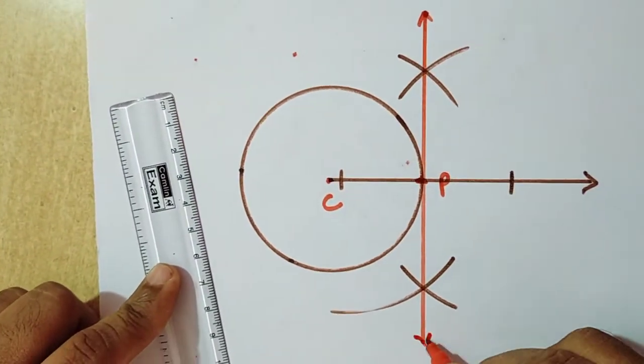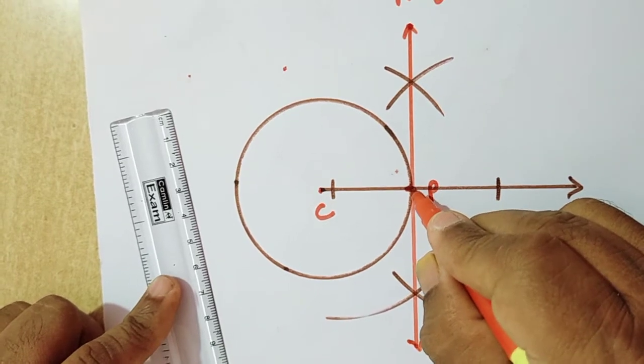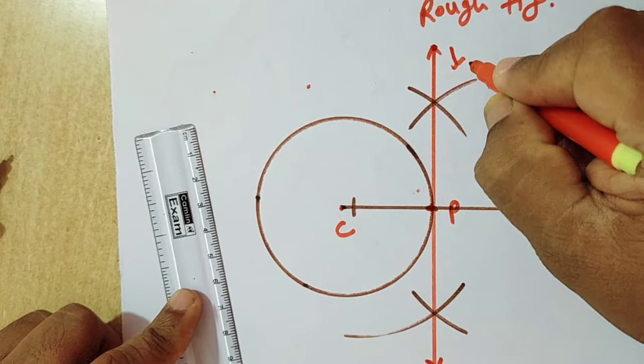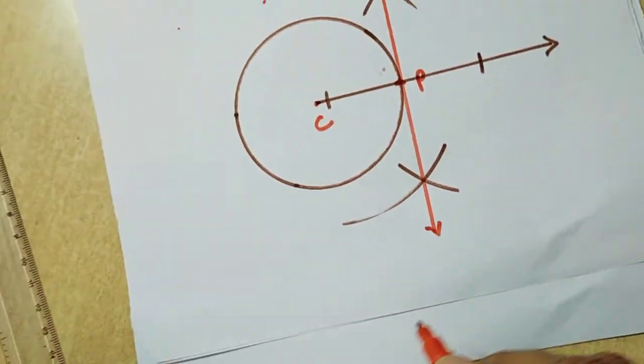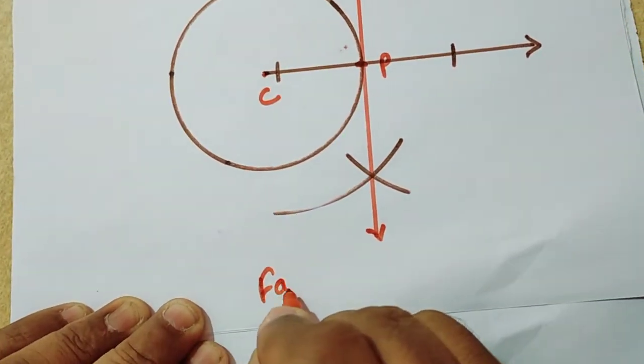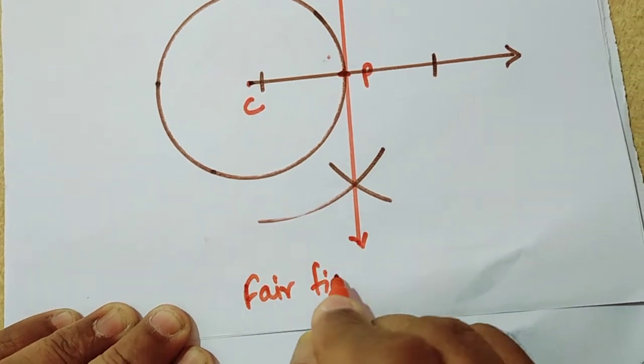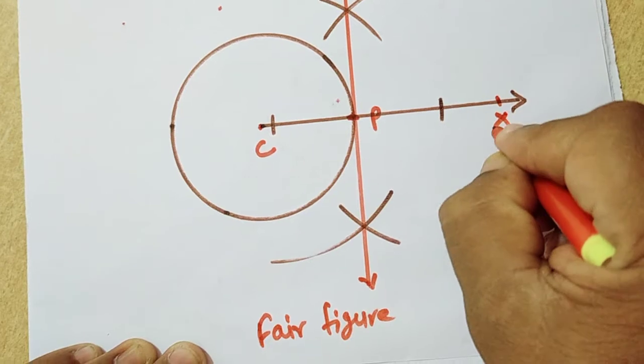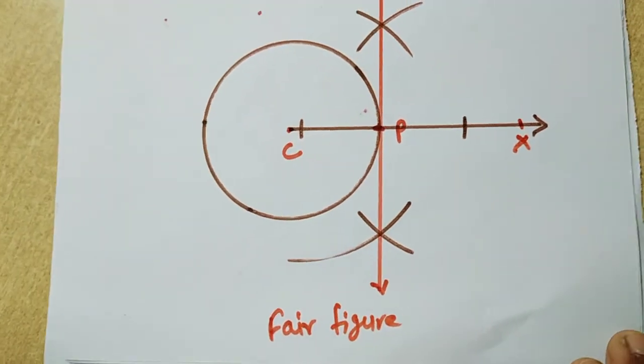Now see, this line is passing through P, it touches the circle, that's why this line is tangent to the circle, its name is L. This figure is the fair figure. For this ray you can give the name CX now.